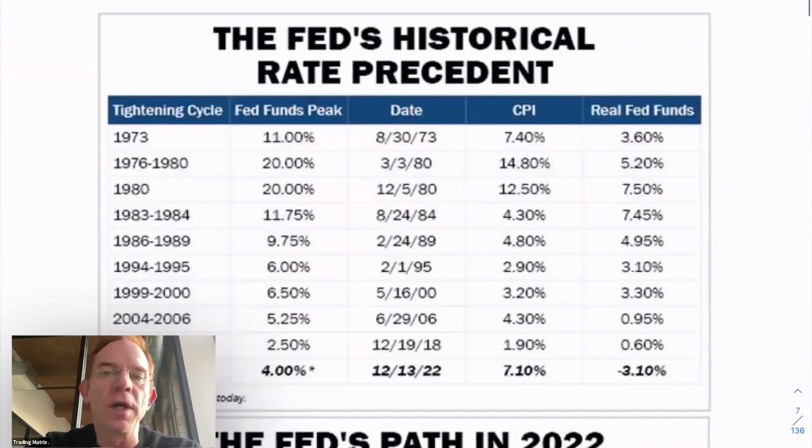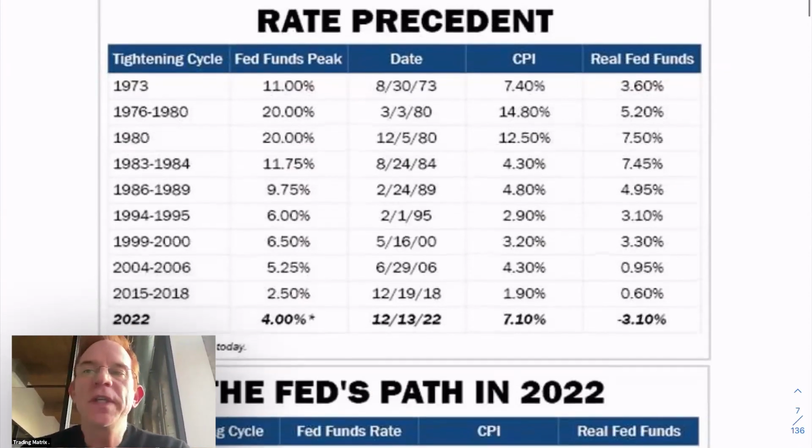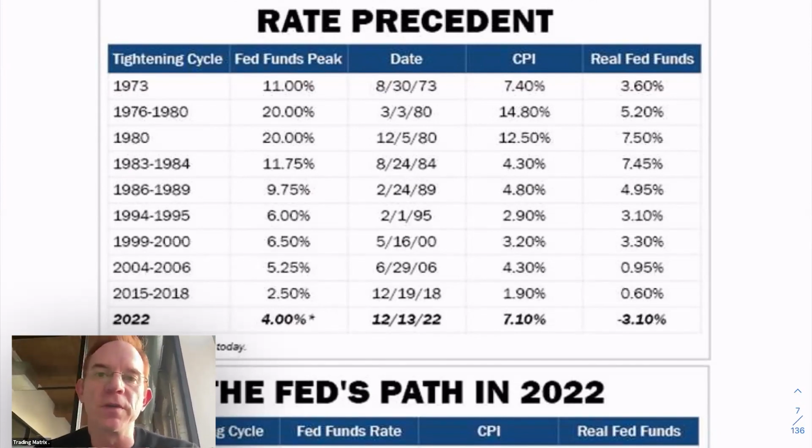Mark does amazing work on this. You can see this in the report. What this shows is the CPI, which is basically the standard measurement for inflation in the U.S. economy, versus the level that Fed funds peaked at. Fed funds is the overnight borrowing rate for banks.